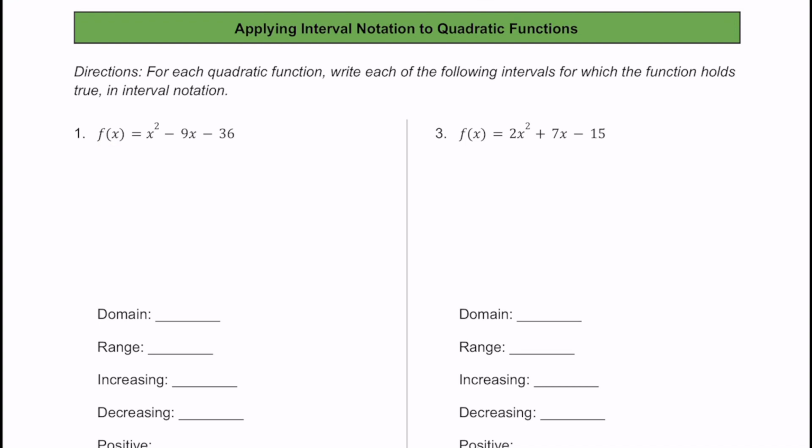To go ahead and write interval notation, it's going to be helpful to know our zeros or x-intercepts. So factoring this is going to be super useful. Now just looking at this x squared, we know that the factors are going to be x and x. So I'm going to write 1x and 1x because that multiplies to get x squared. Now looking at the negative 36, we are looking for two factors that multiply to get negative 36 but add to get negative 9.